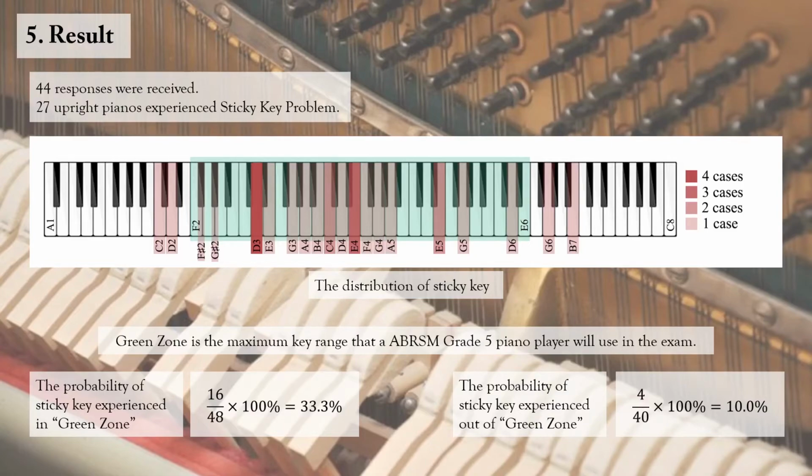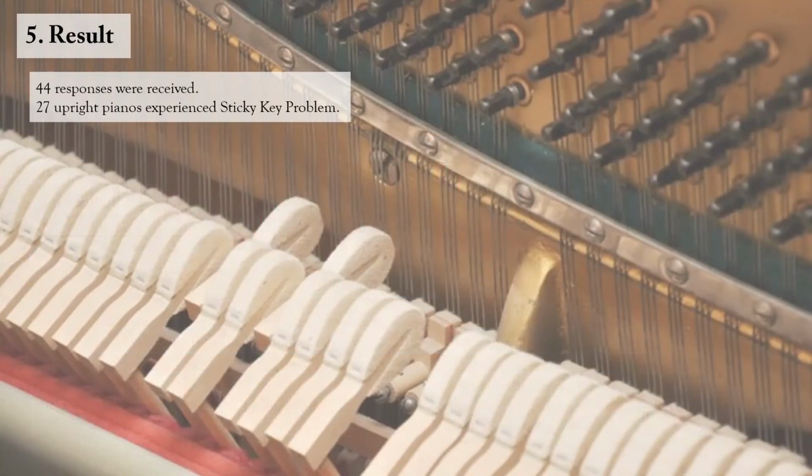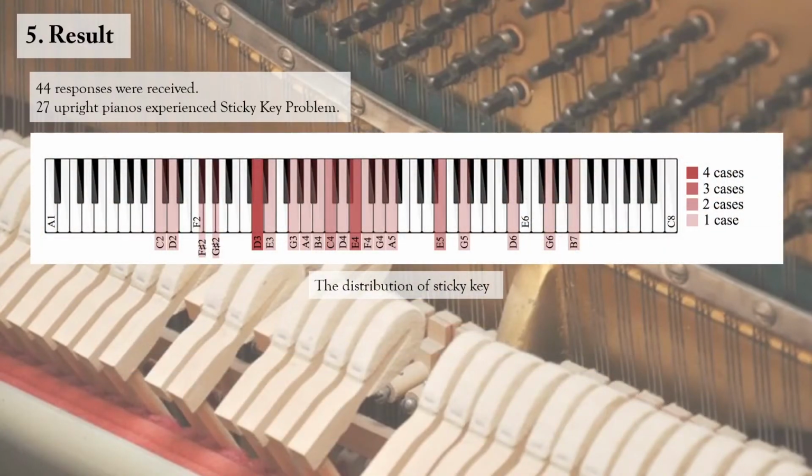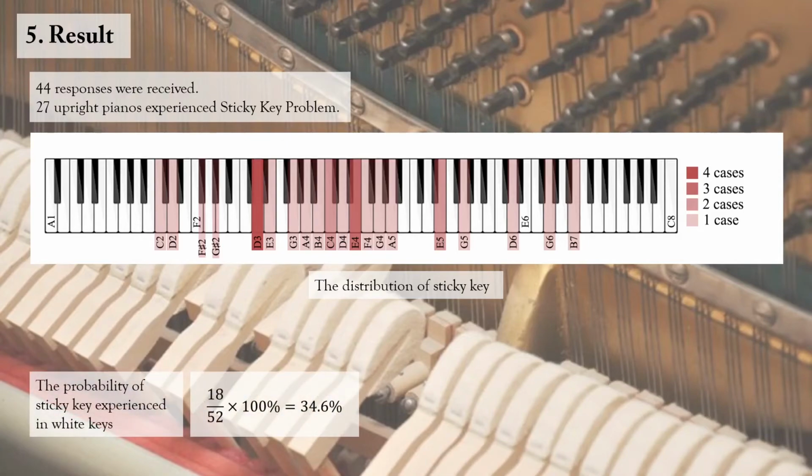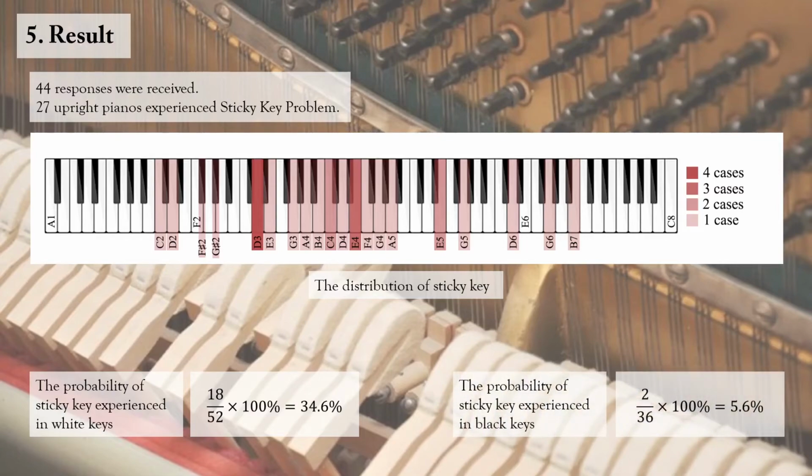As you can see here, the probability of a sticky key experience in the green zone is always higher than the probability outside of the green zone. Next, also, piano players play white keys more frequently than black keys. So I calculated the sticky key experience in white keys and also for the black keys. They are 34.6% and 5.6%. This is also a big difference between them.